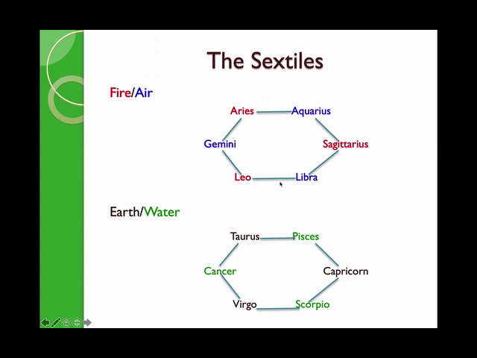And the sextiles are made up of the fire and air. Those signs are sextile to each other: Aries, Gemini, Leo, Libra, Sagittarius, Aquarius. And then earth and water are sextile. That means they're 60 degrees away from each other. So you start with Taurus, Cancer, Virgo, Scorpio, Capricorn, Pisces. So those are the sextiles.